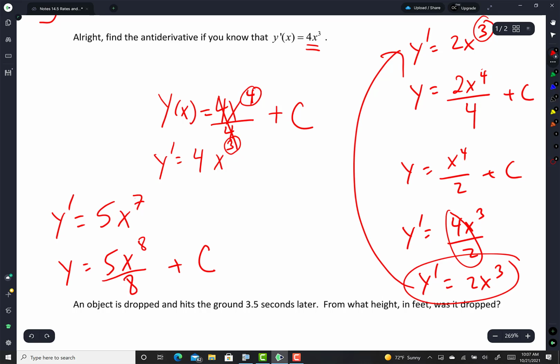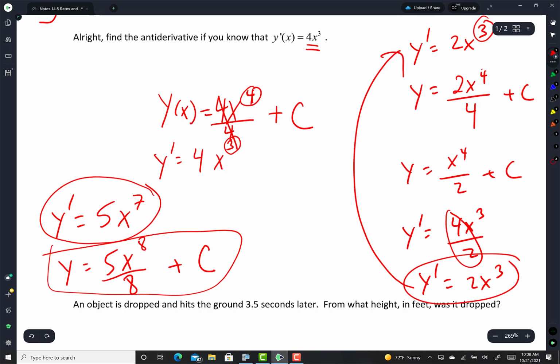Because the derivative of a constant is 0, I could have any constant out there. And there it is. If I take the derivative of this, 5 times 8, x to the 7th, divided by 8, it goes back to 5. There's no way I can get 5x to the 7th if I were to take the derivative of this. Right? If I take the derivative, y prime equals 5 times 8, x to the 7th over 8.